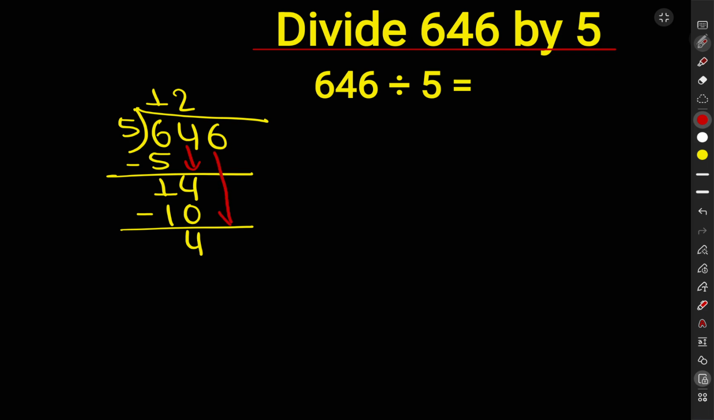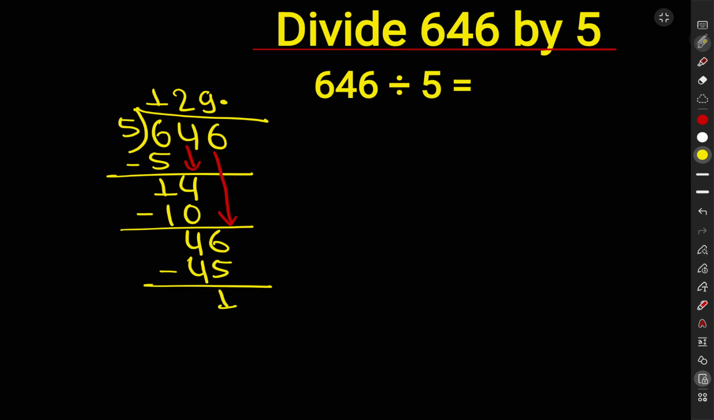So again we put down this 6 and it is 46. 5 times 9 is 45. On subtracting, we get 1. So now we have no other number to put down.